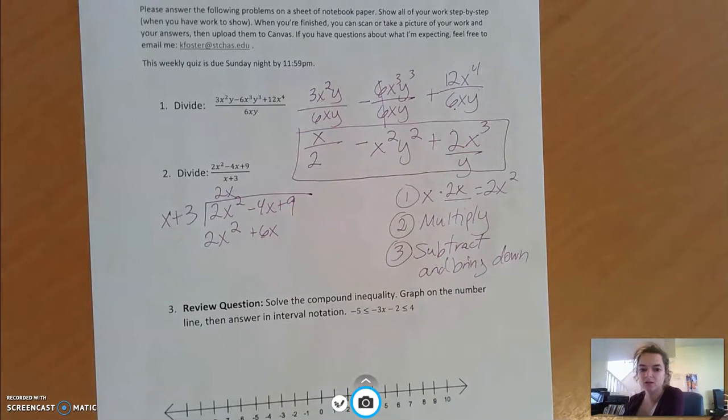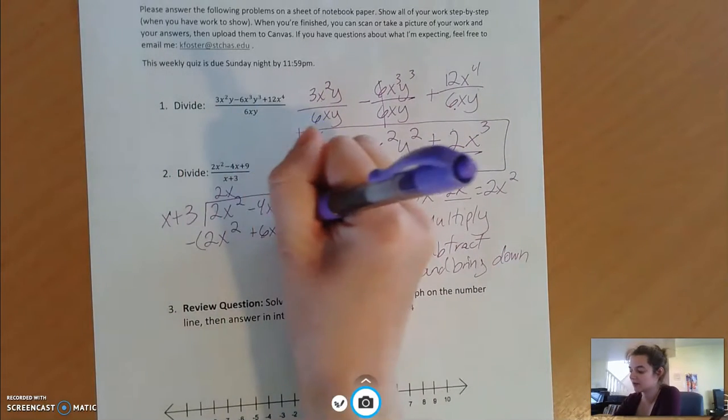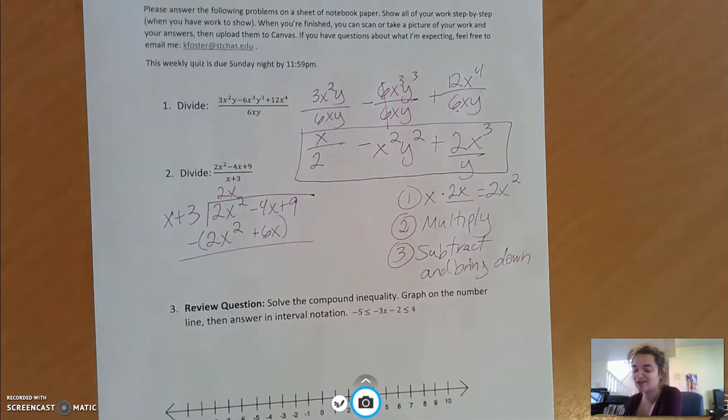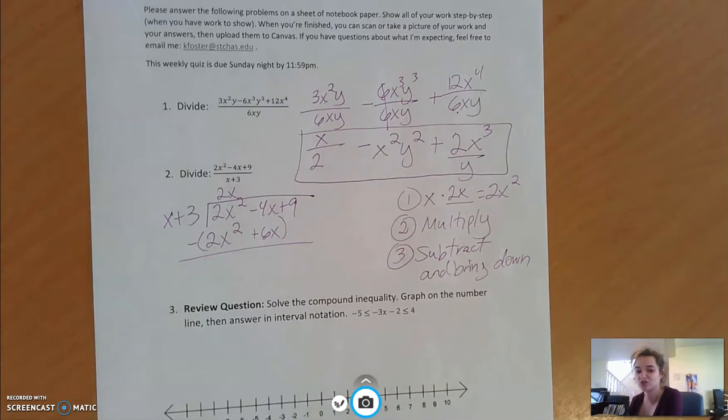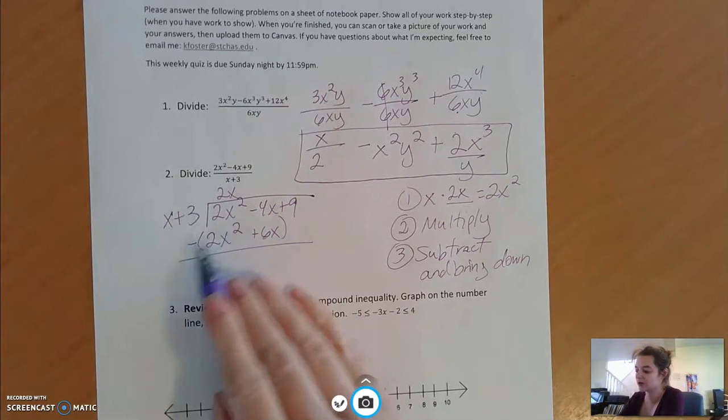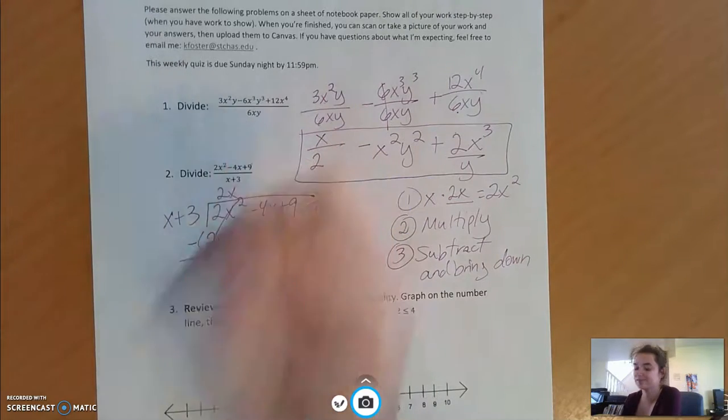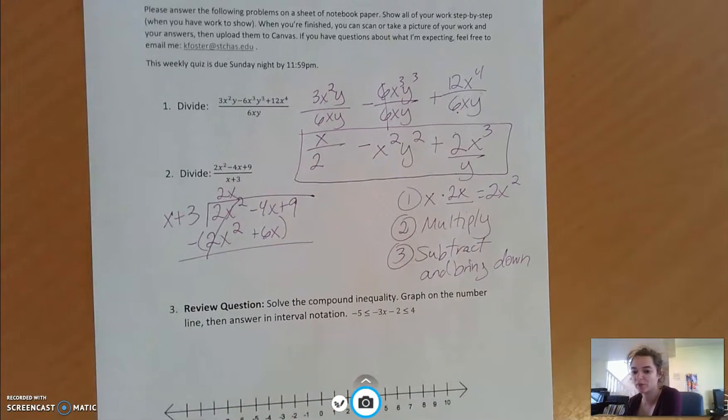Okay? So when I subtract, you do have to subtract everything. And be really careful with this, please. This is one of the steps that people make a lot of mistakes on because they're rushing through. The 2x squared minus 2x squared would be 0. Those first terms should always cancel out if you did your job right.